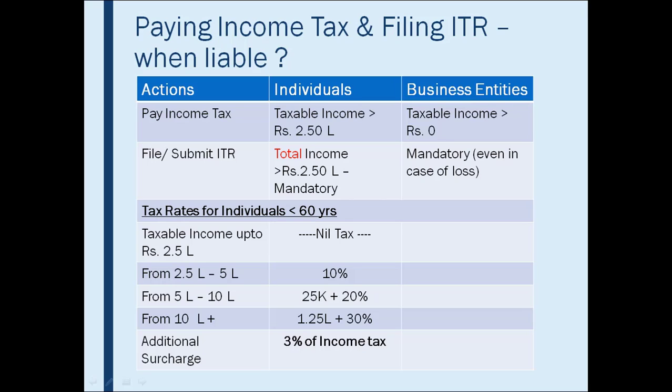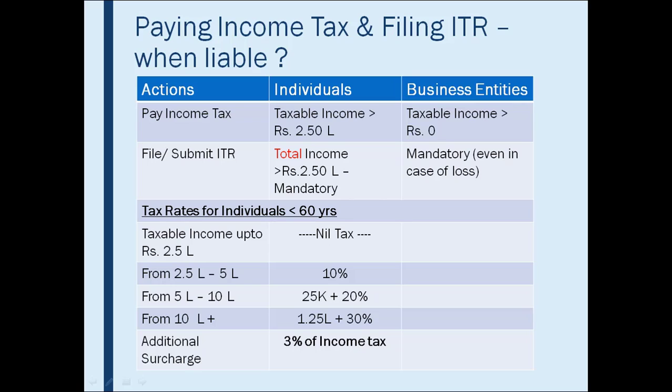If your income is from 5 lakhs up to 10 lakhs, then you need to pay income tax of 20% on this higher income plus 25,000 extra. What is this 25,000? It is nothing but your earlier slab, 2.5 lakh to 5 lakhs, 10% on that is 25,000. So that also you need to pay.